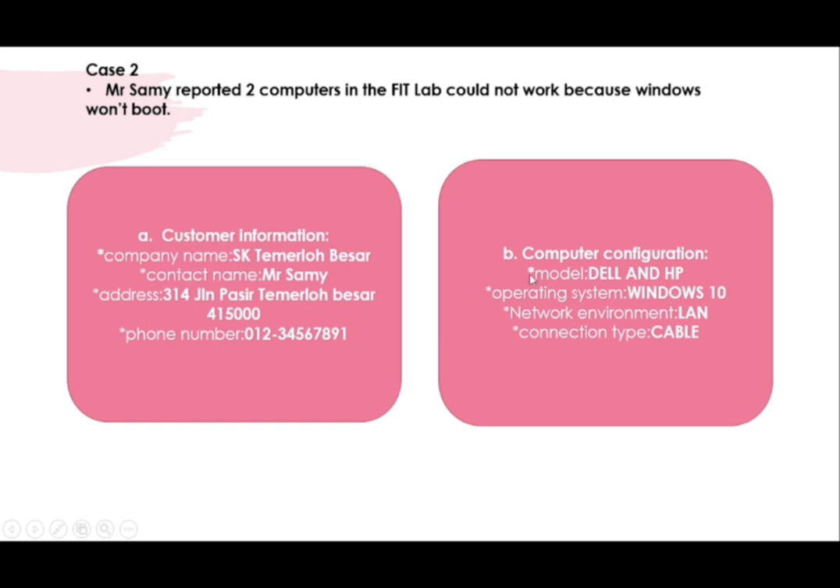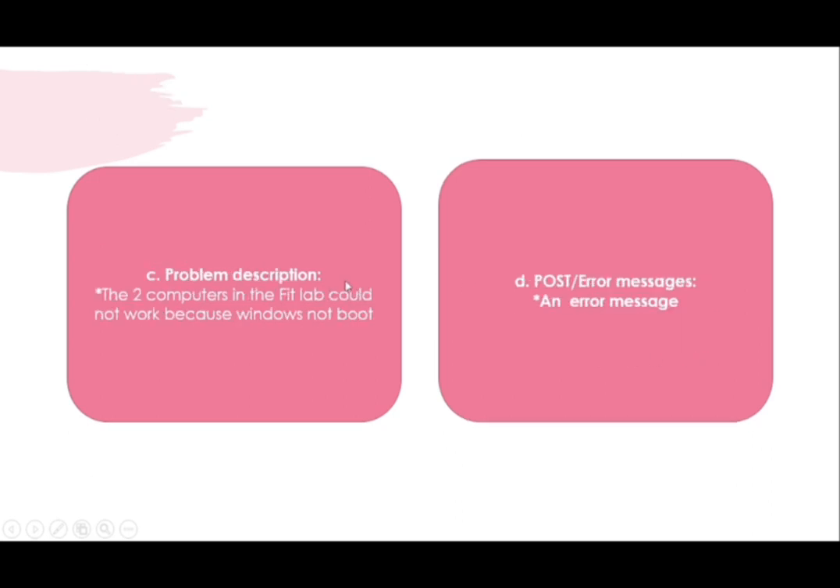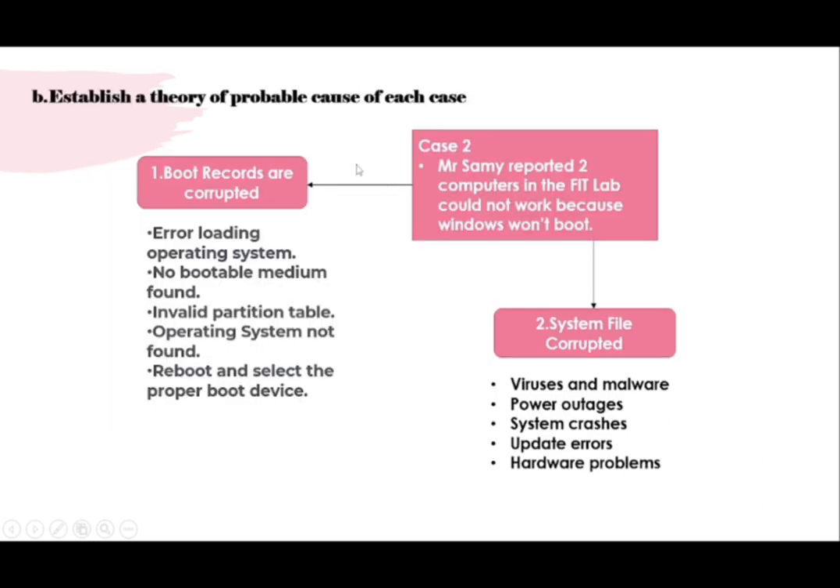0123456789. For the B, computer configuration, model Dell and HP, operating system Windows 10, network environment LAN, connection type cable. C, problem description, the two computers in the FIT lab could not work because Windows not boot. For the D, POST error message and error message. Okay, for the next question, establish a theory of probable cause of each case.